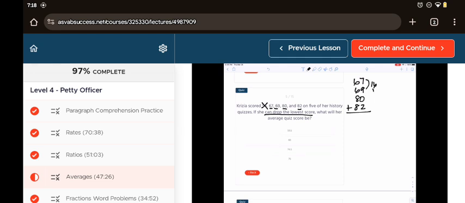7 plus 9 is 16. Plus 2, 18, carry the 1. 1 plus 6 is 7. 7 plus 6 is 13. 8 plus 8 is 16. And 13 plus 16 is 29. So we get 298. And now we're going to divide this by 4.